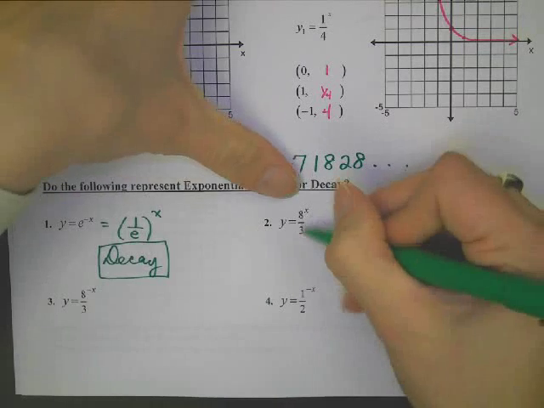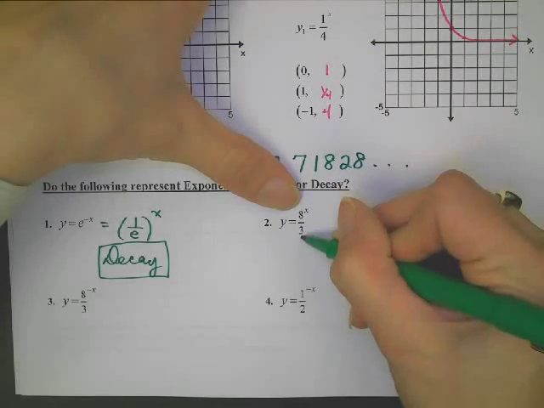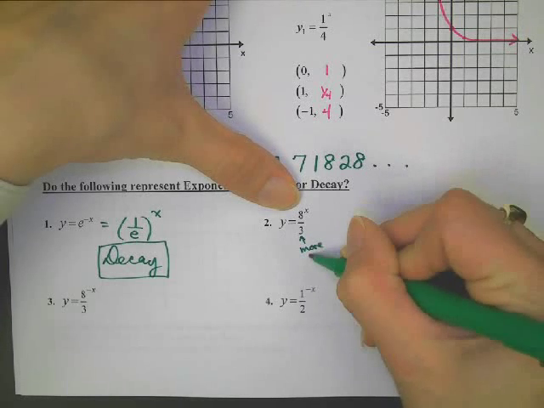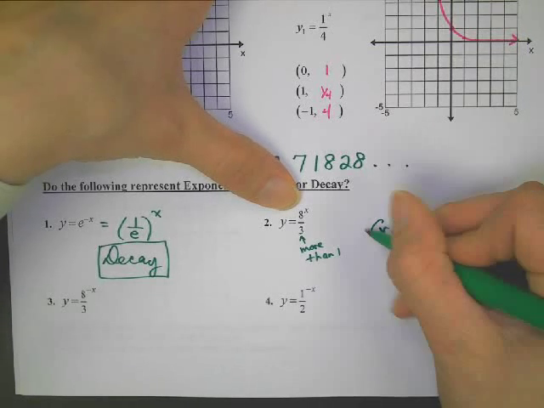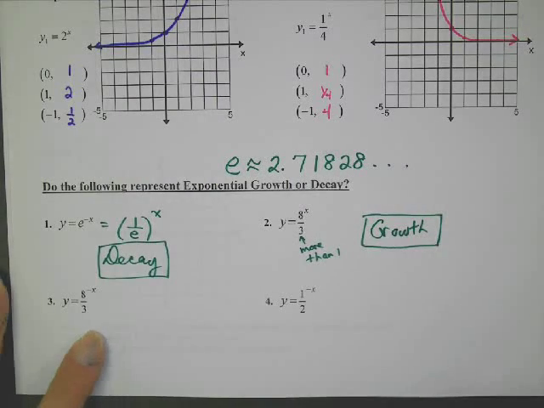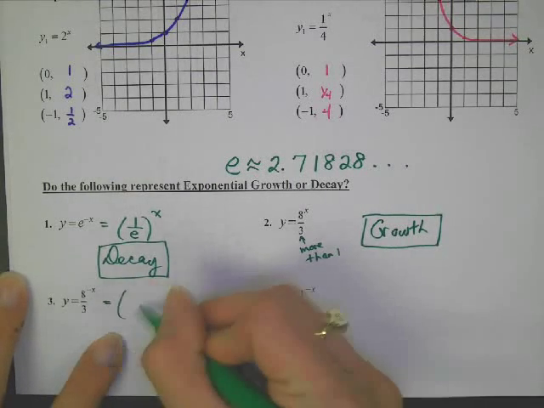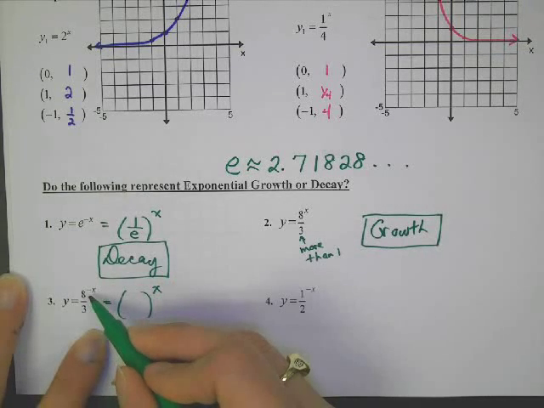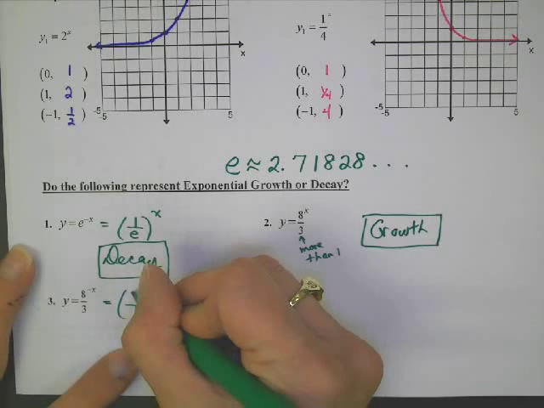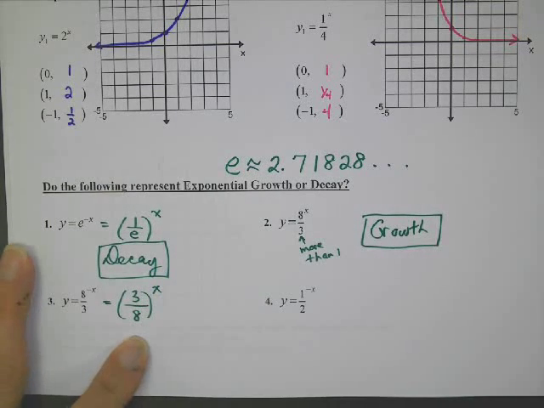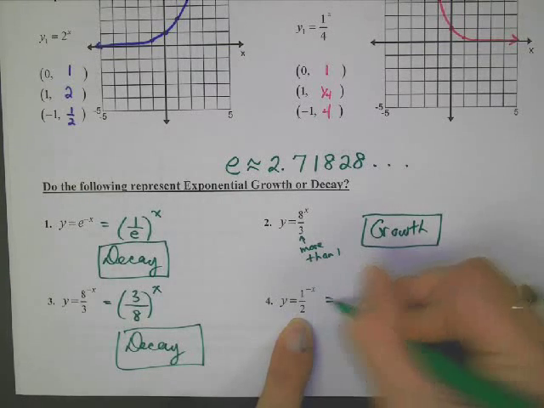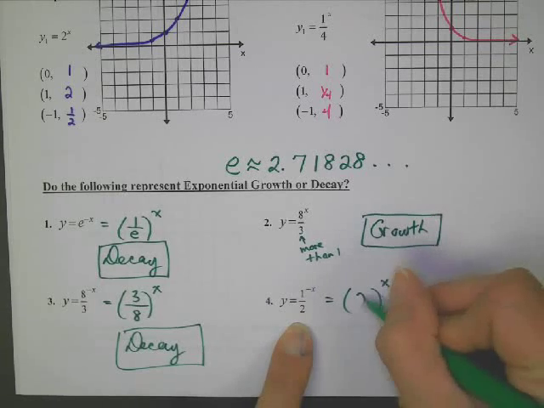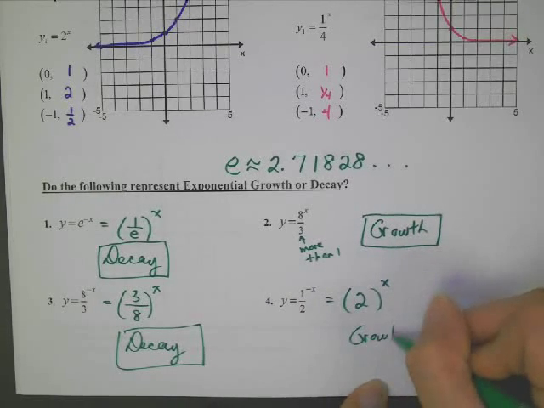All right, how about number 2? You've got 8/3 to the power of x. That fraction, that number right there, is more than 1. If the base is more than 1, we're going to call it growth. Growth. How about number 3? Let's go ahead and simplify that exponent first. Let's write this as something to the x power. If the exponent's negative, you're going to flip the fraction inside and get 3/8. That base, is that more than 1 or less than 1? Since it's less, we're going to call this one decay as well. And right here, let's go ahead and flip that fraction, make the exponent positive. This one is clearly going to be growth.